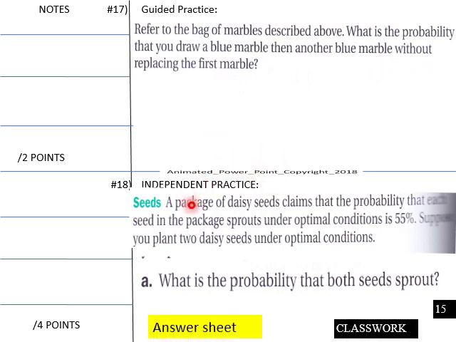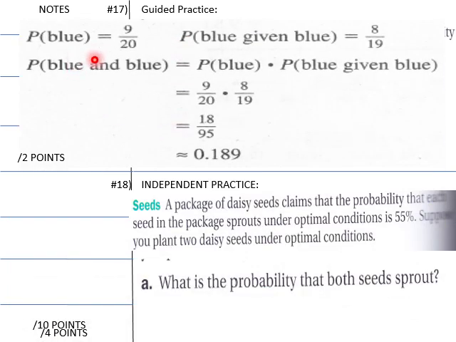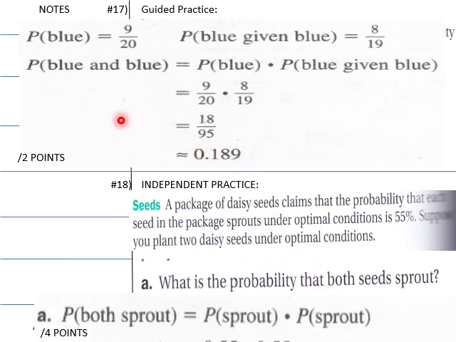So for that to happen, we have to do this. Probability of blue will be 9 out of 20. Probability of blue given blue would be 8 out of 19. So probability of blue and blue would be probability of blue times probability of blue given blue, which is 9 out of 20 times 8 over 19. That comes out to 18 over 95. And that would, using your calculator, be 0.189, or about 19%, the probability of that event happening.